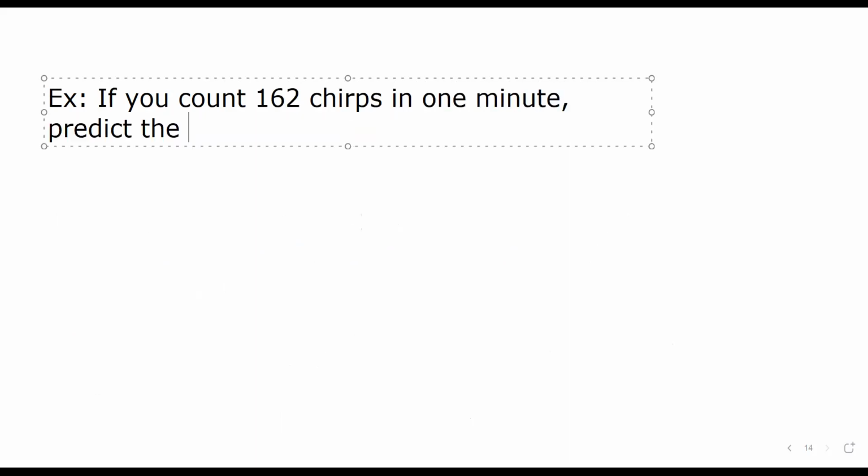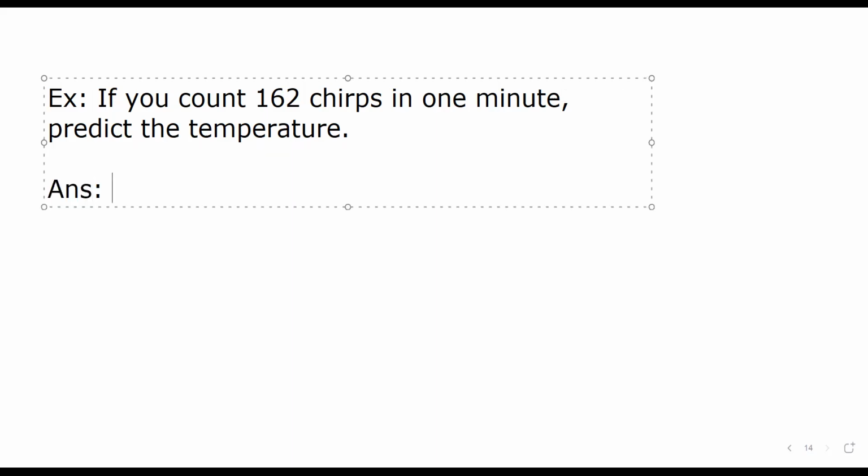Predict the temperature. Or really, I don't know if predicting would be the best verb here. Maybe estimate the temperature, because you really can't predict what's going on right now. Let me predict the present. Wow, you're an awesome prognosticator. You can tell me what's going on at the moment. But yeah, it works the other way around. But in this case, the 162, is that a value for X or a value for Y? It's for Y. We said Y equals chirps per minute. So we're going to let Y equal 162.